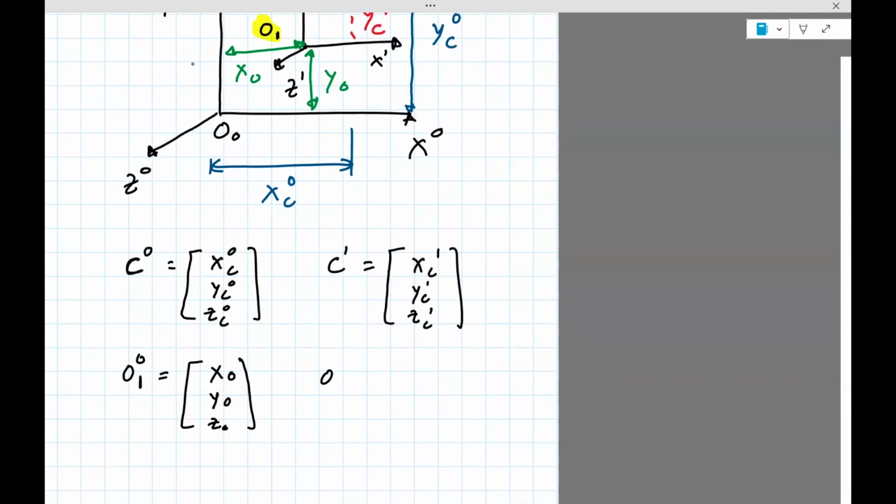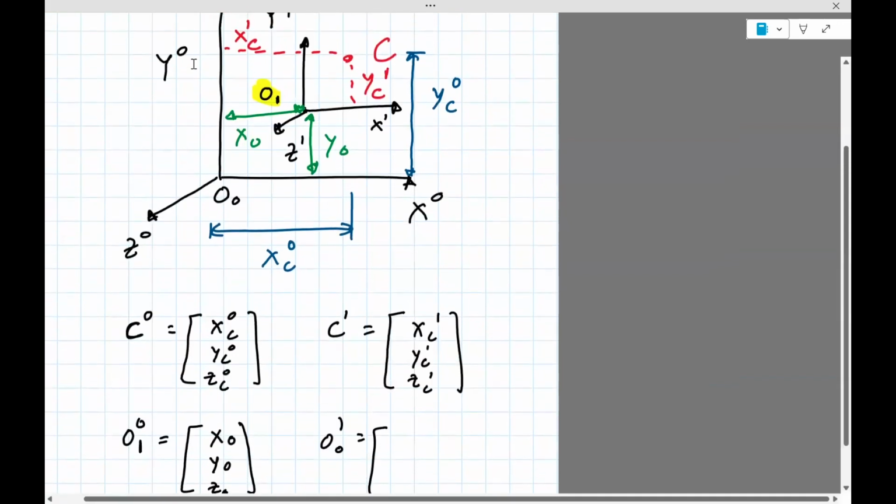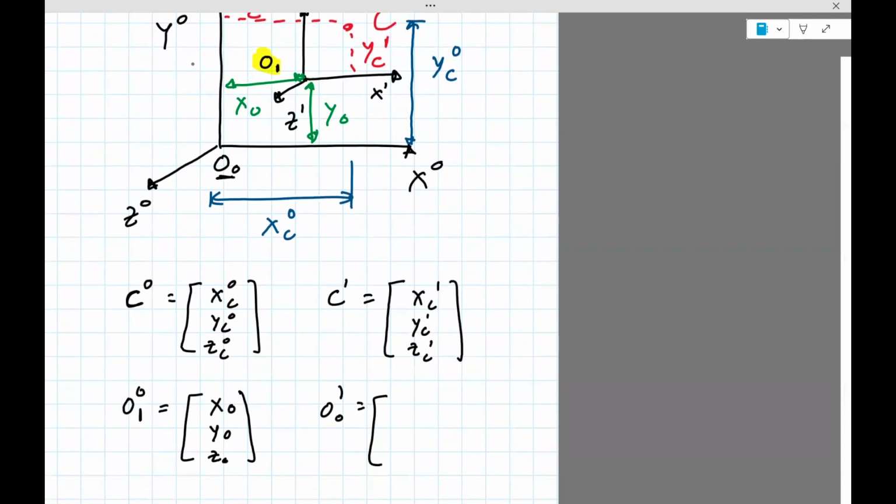You could also describe the position of point O, that is the origin of frame 0, with respect to frame 1. So this is the distance of this point with respect to O1. And you'll see that it's nothing but the negative of x0, y0, z0.